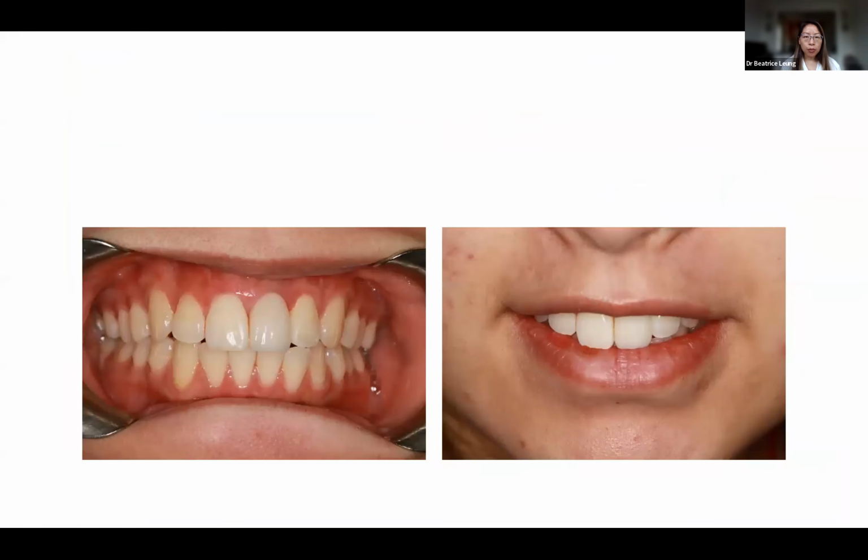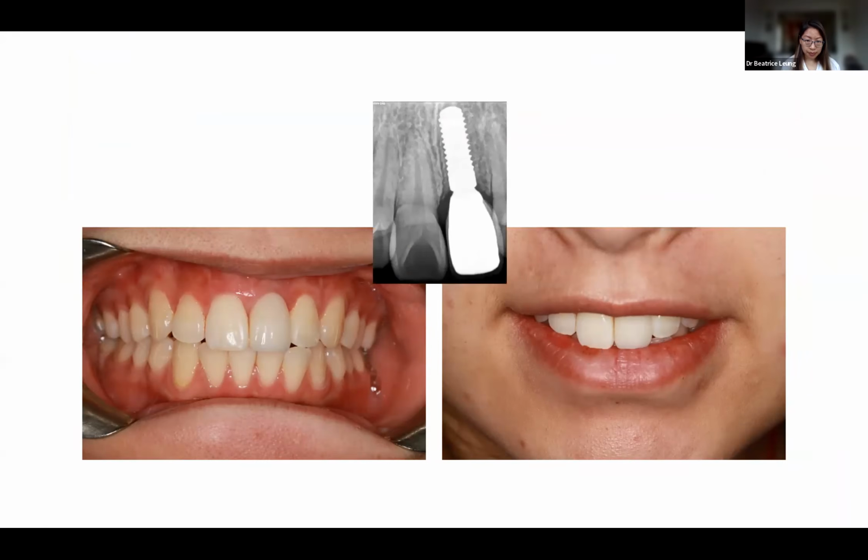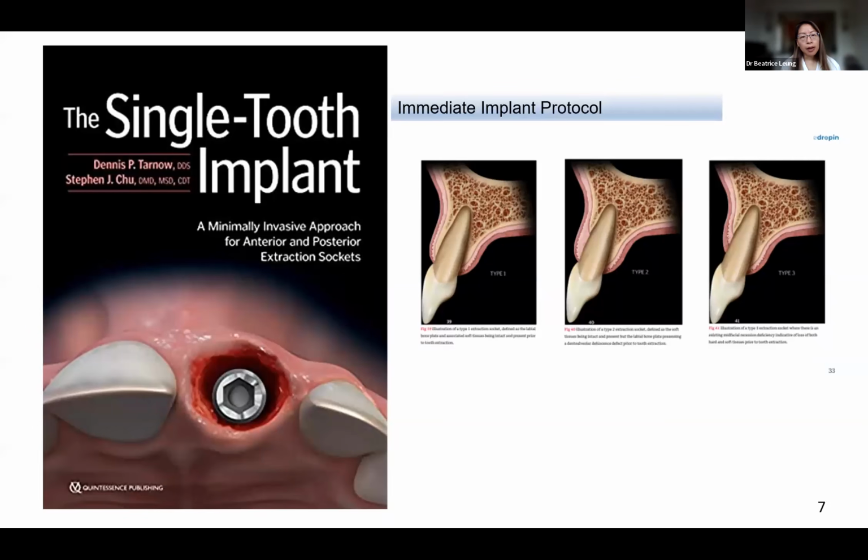What is more critical though, because this is in the front area, everyone wants to know whether they can get it done like yesterday, because no one, as far as North American standards, no one wants to walk without a front tooth. So there is a particular protocol that has been around that I'm going to talk about.